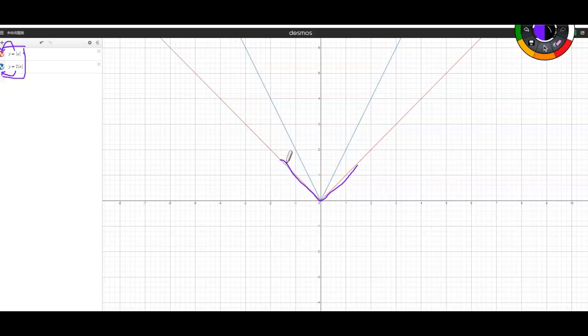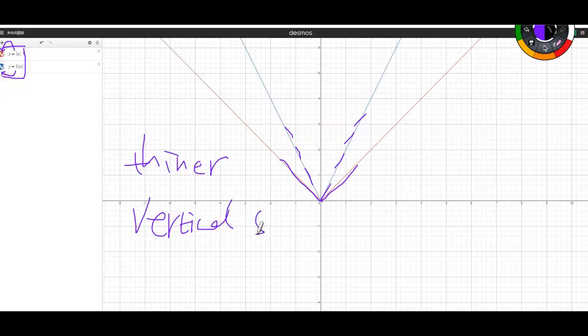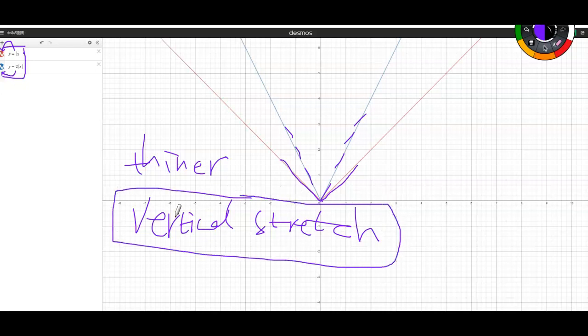And we see that the baby picture is not moving up, down, left, or right, but it becomes thinner. Okay? So you see the baby picture is thinner than your parent picture. So here the transformation is thinner. Okay? How do we describe thinner in mathematical ways? It is vertical stretch. Okay, so this is the vocabulary I'm looking for your answer transformation. So the transformation here is vertical stretch.